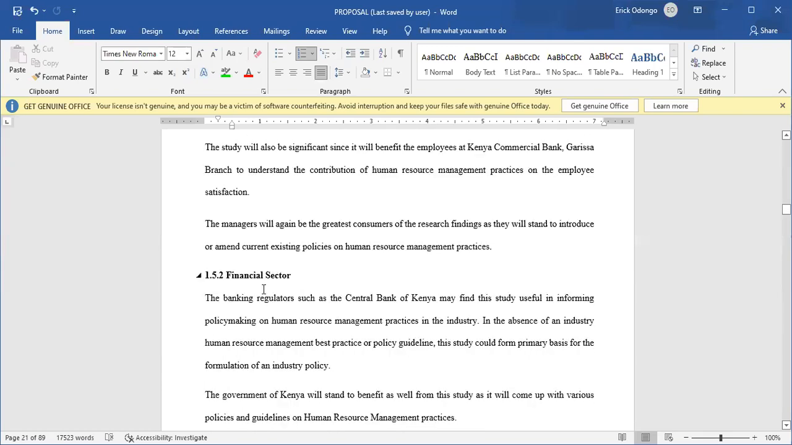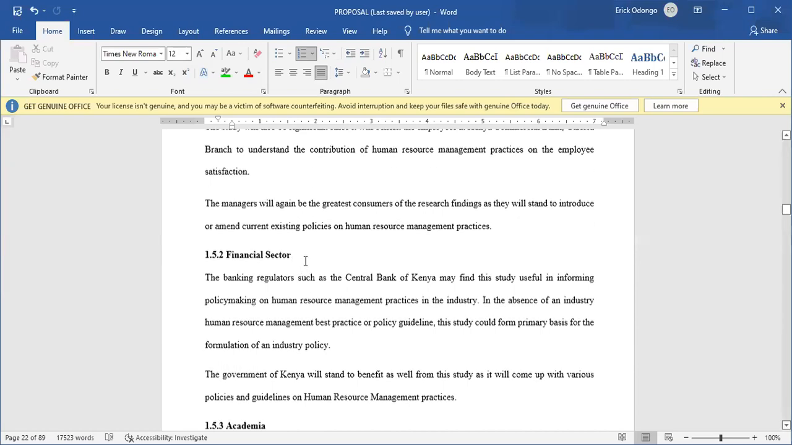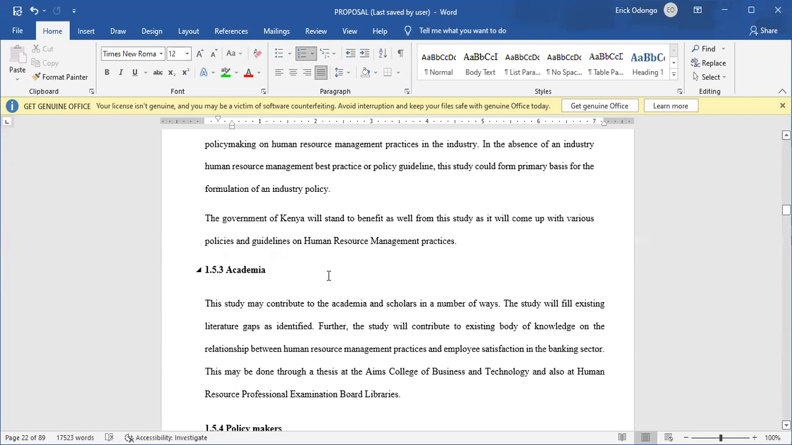The next category is the financial sector. Remember, my research is based in the financial sector. So how is this study going to be beneficial to the financial sector? So that is 1.5.2. I'll have to explain that. How is it going to be important to the academic world, to the academia? So that is my 1.5.3. And to the academia means any student who would wish to conduct a study on the same area. How is this going to be important to him or to her? That is my number 1.5.3.